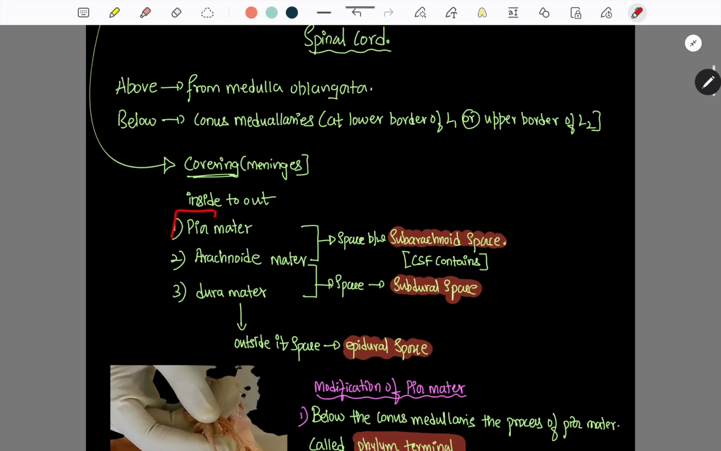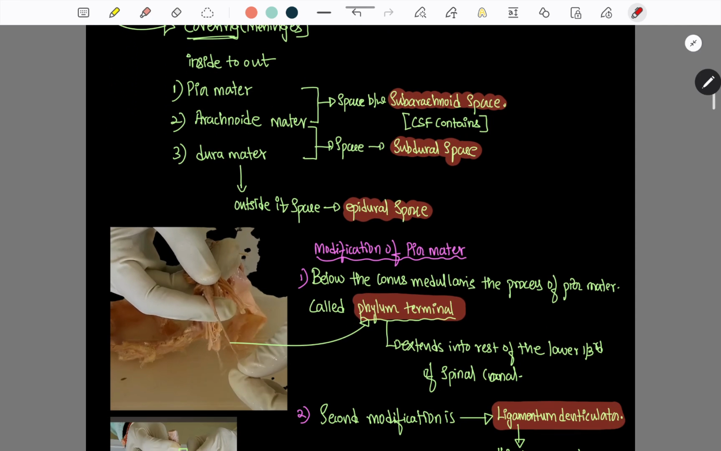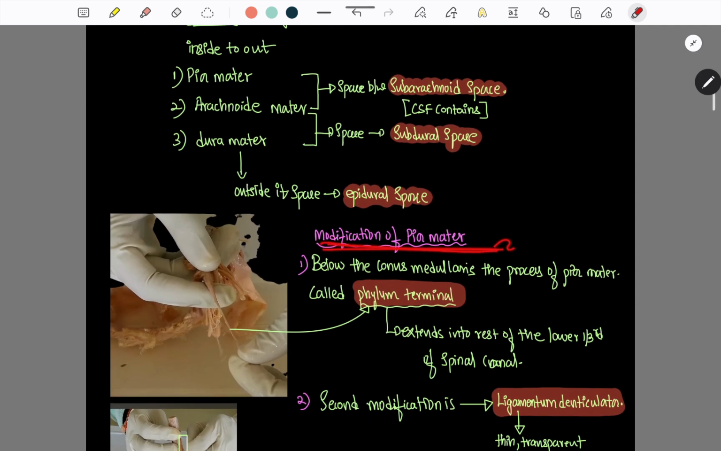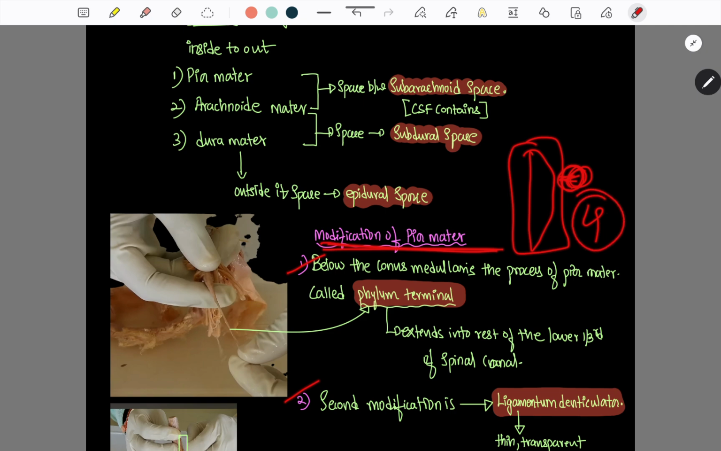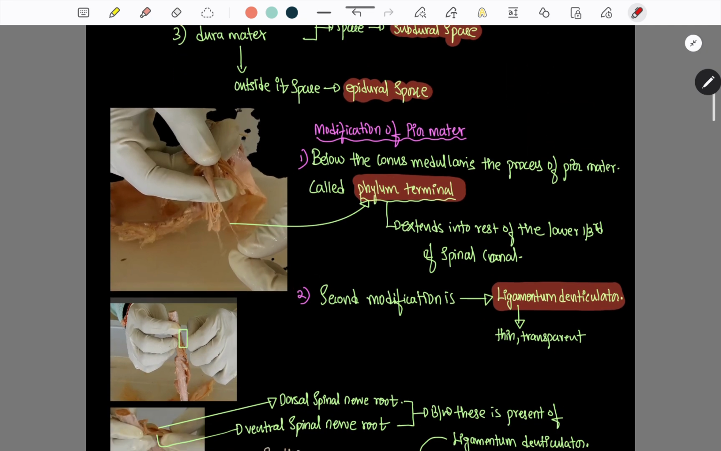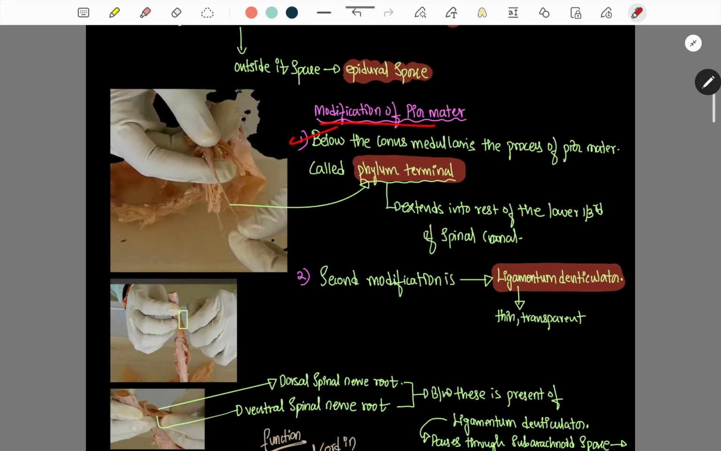So this is the pia mater, right? Pia mater modifications. The innermost layer, this is the spinal cord. This layer gets modified into four modifications. Let's see them. First modification: if you go downwards, you will get the conus medullaris. If you extend below the conus medullaris, you will get the filum terminale.